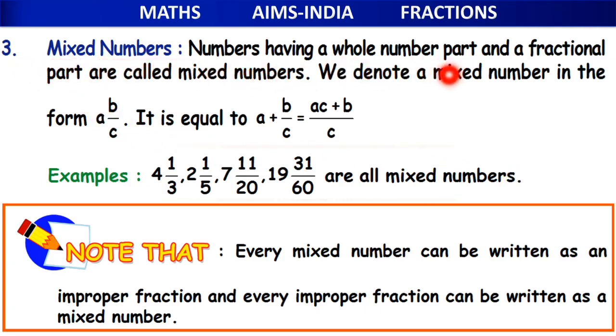Numbers having a whole number part and a fractional part are called mixed numbers. We denote a mixed number in the form of a b by c. It is equal to a plus b by c. That is again equal to ac plus b divided by c.